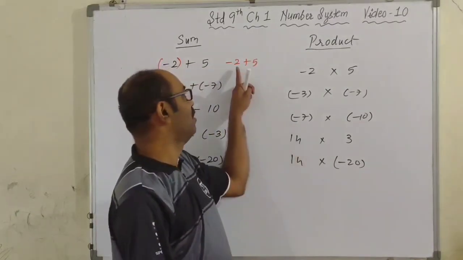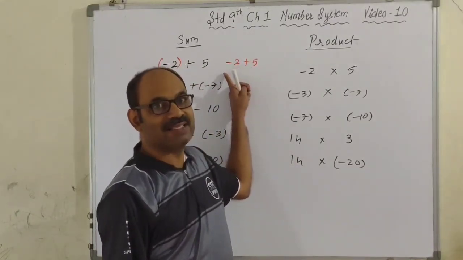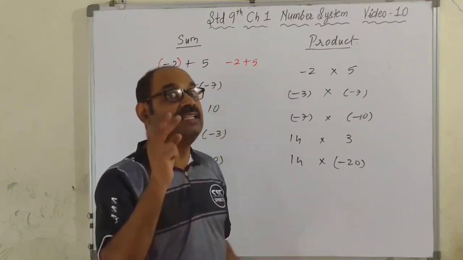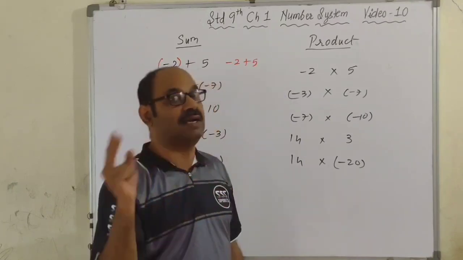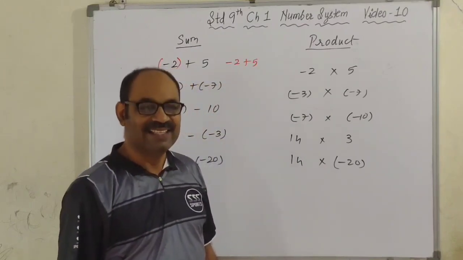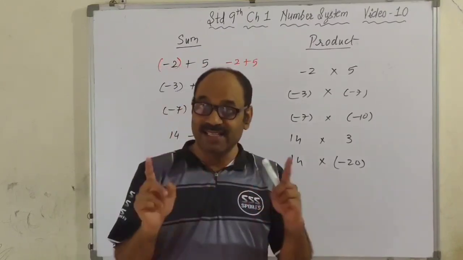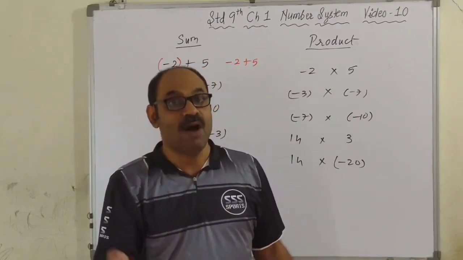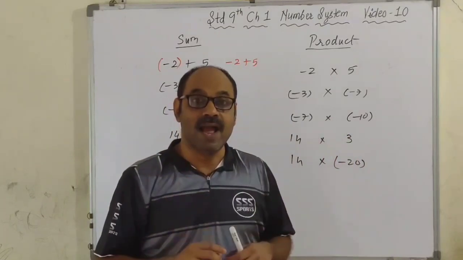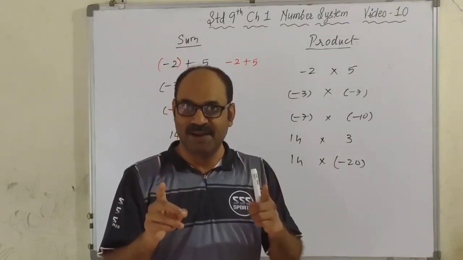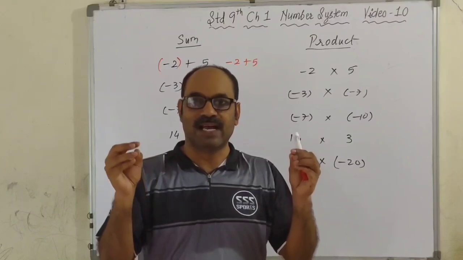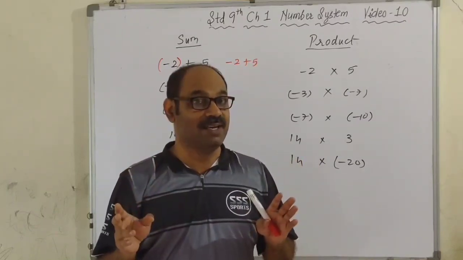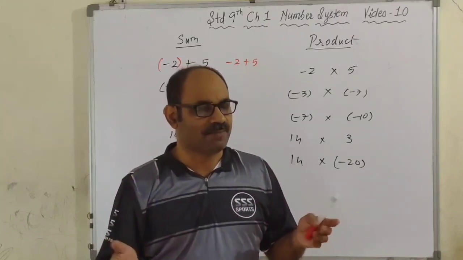See the signs of the two numbers. 2 carries a minus sign. 5 carries a plus sign. So are the signs of the two numbers the same? They are different. When the signs are different, you have to subtract. If the signs are the same, you have to add those two numbers. Once I repeat, if the signs of both the numbers are the same, you have to add those two numbers. And if the signs are opposite, you have to subtract those two numbers.